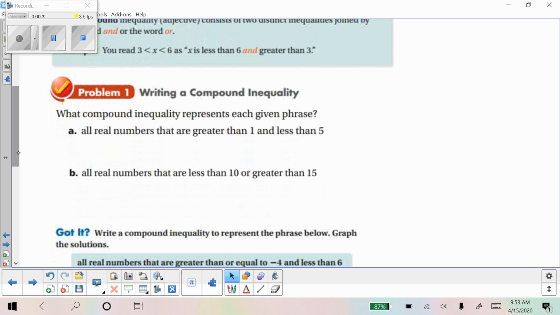So in problem one, it says writing the compound inequality. So the given phrase here is all real numbers that are greater than 1, so that would just be x is greater than 1, and less than 5. We can put the word and in there.